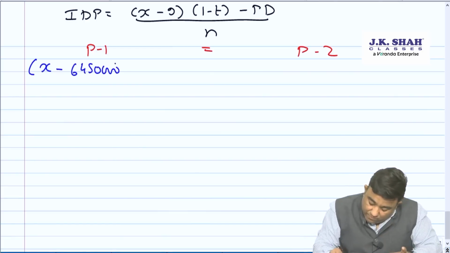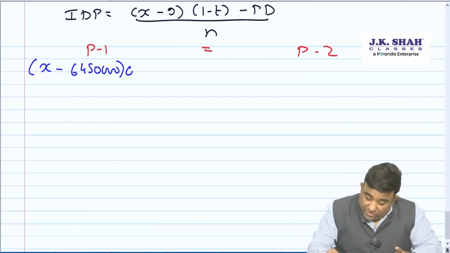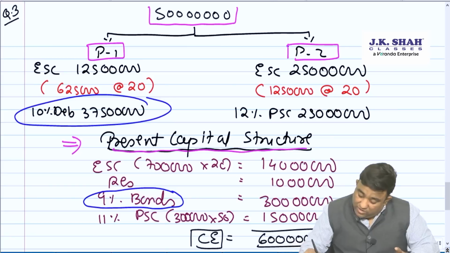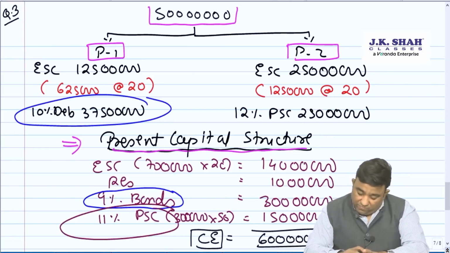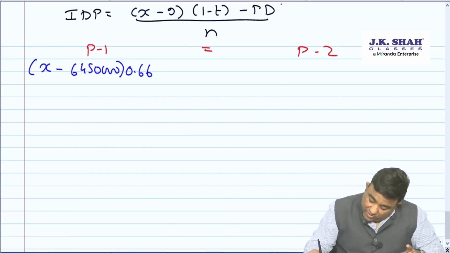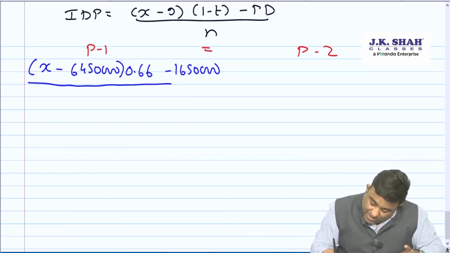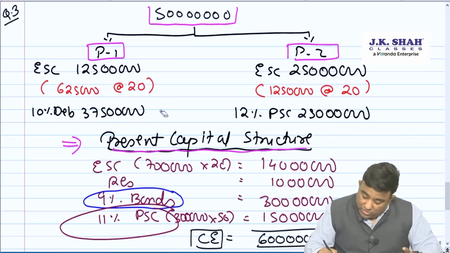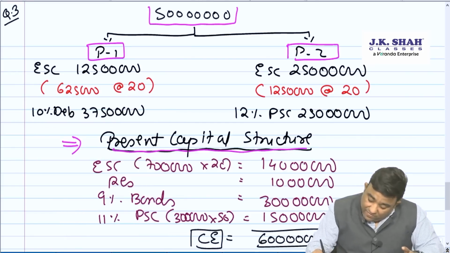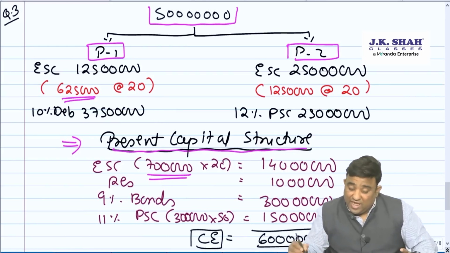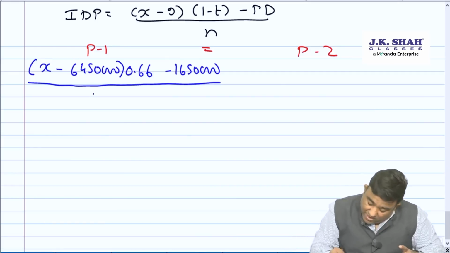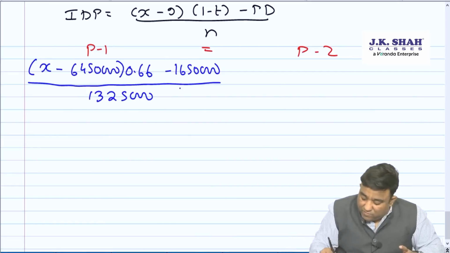1 minus T, tax is 34%, is 0.66. And student, we have present preference dividend ready. That is 1 crore 50 lakh into 11% is 16 lakh 50,000. So minus 16 lakh 50,000. Divide by number of shares. Be clear, student. Number of shares again need to be respected. 6 lakh 25,000 and 7 lakh constant, that is 13 lakh 25,000. So this will be divided by 13 lakh 25,000. This is the equation of plan 1.